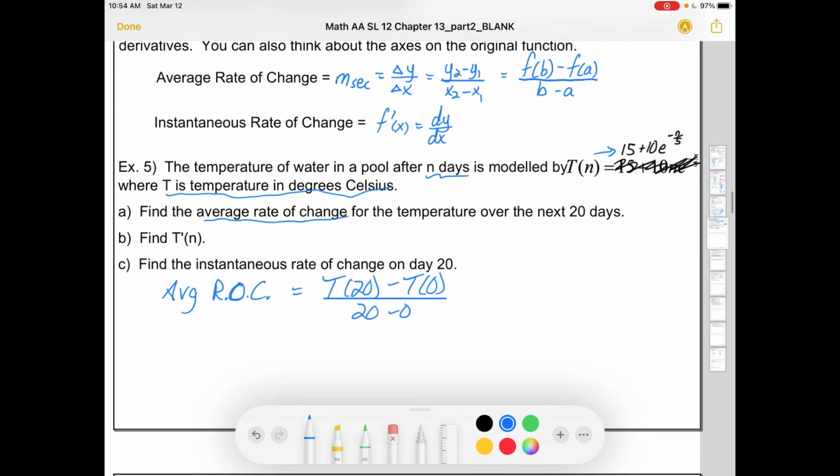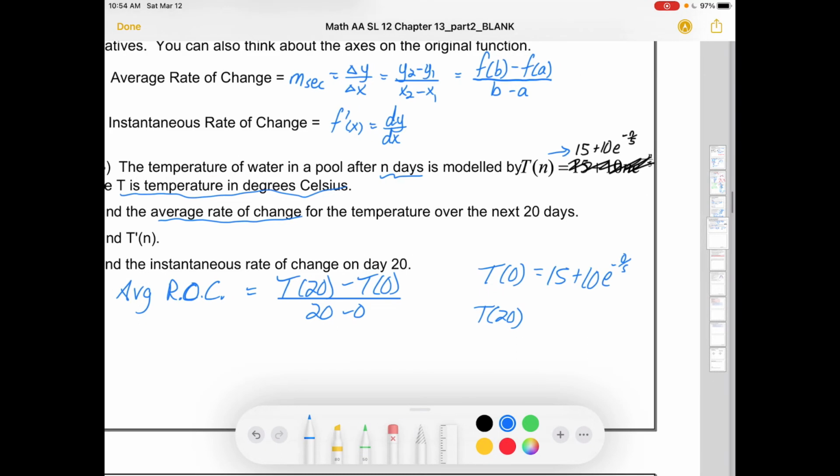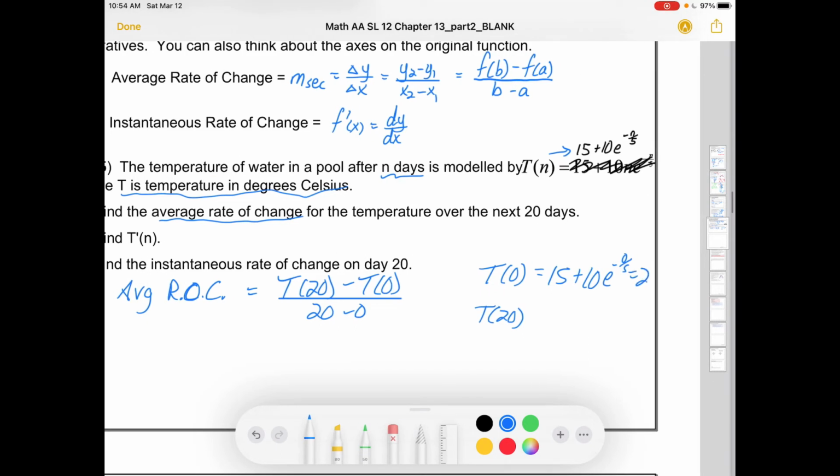Off to the side, we're going to need to find T of 0 and T of 20. So T of 0 is going to be 15 plus 10 times e to the negative 0 over 5. e to the 0 is just 1, so the initial temperature is 25 degrees Celsius. T at 20 is going to be a little more challenging to find, so it's going to be e to the negative 20 over 5. Probably need to head to the GDC.